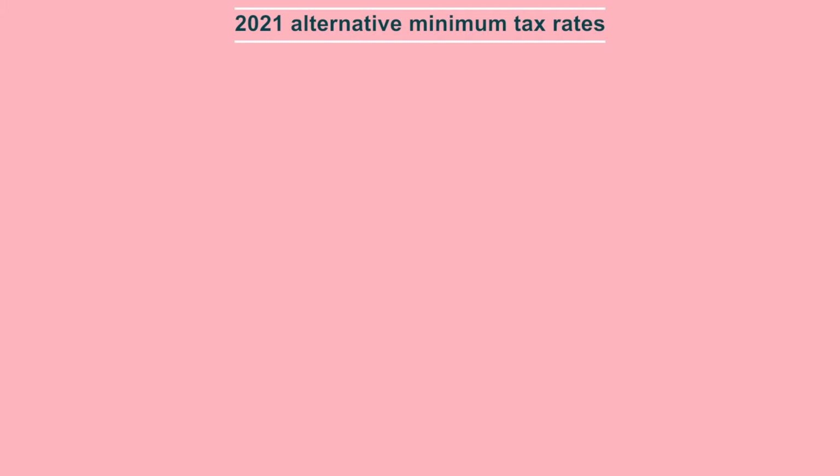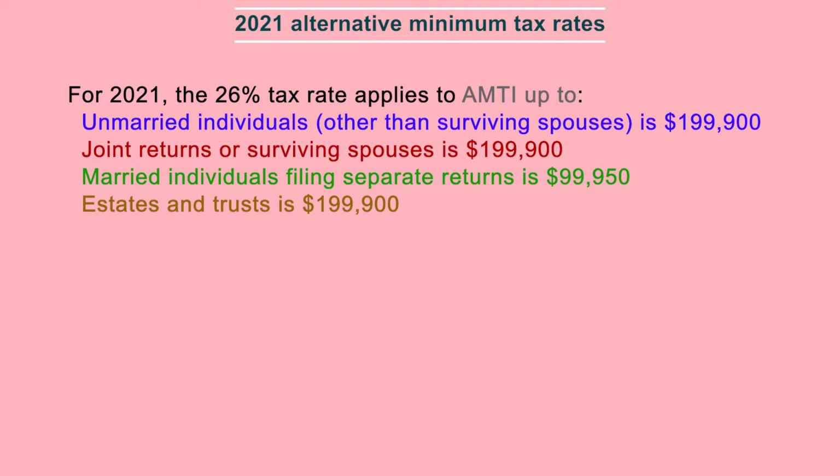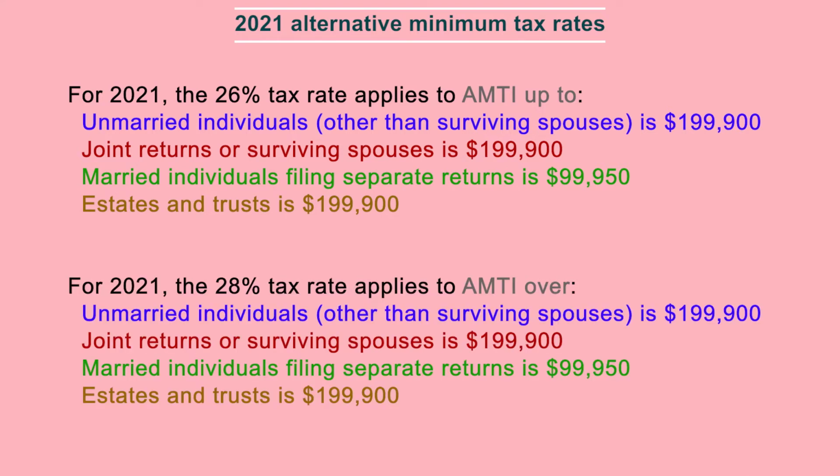What are the alternative minimum tax rates for 2021? For 2021, the 26% tax rate applies to AMTI up to $199,900 for an unmarried individual other than a surviving spouse, $199,900 for joint returns or surviving spouse, $99,950 for a married individual filing a separate return, and $199,900 for estates and trusts. For 2021, the 28% tax rate applies to AMTI over $199,900 for an unmarried individual other than a surviving spouse, $199,900 for joint returns or surviving spouse, $99,950 for a married individual filing a separate return, and $199,900 for estates and trusts. Let's go over some examples.